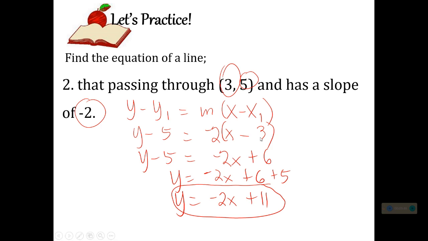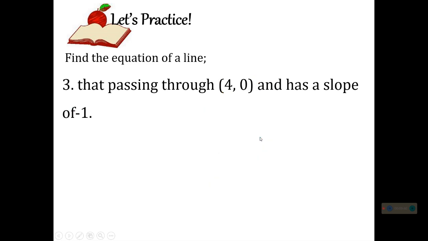Any questions so far? If you don't have any, let's proceed with number 3. Find the equation of a line that passes through 4, 0 and has a slope of negative 1.